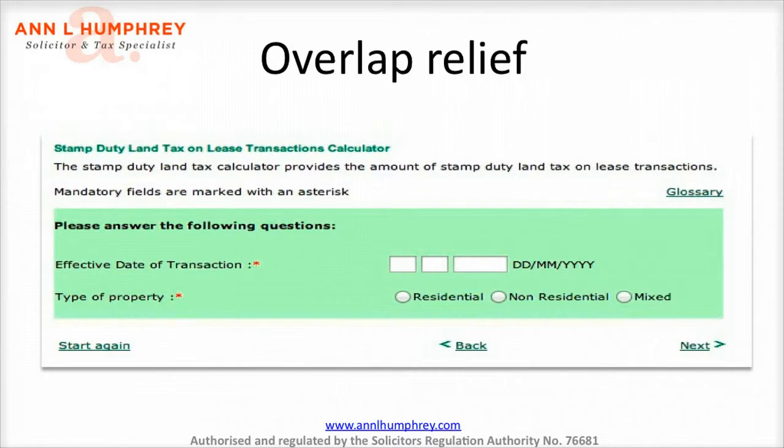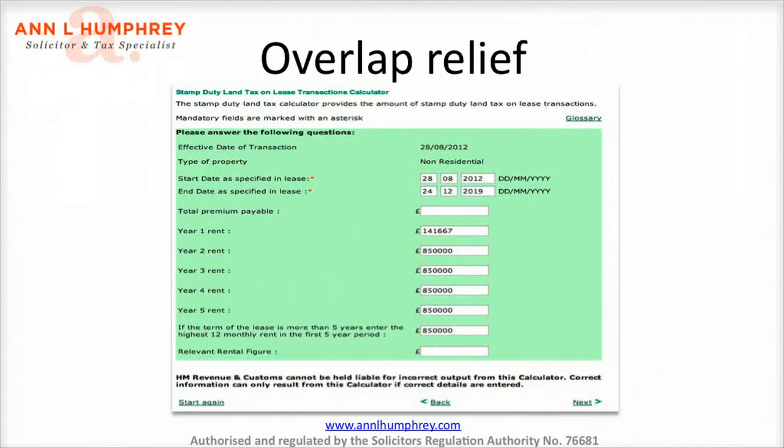Let me show you a quick example of how you enter the information into HMRC's calculator. It is very simple to use, and I am using the figures for Lease 2 with no overlap relief. You first need to enter the effective date of the transaction, which is the date of the lease. Click on non-residential as it is a commercial property, and then click on Next. On the next screen you enter the details as requested, and again it is very straightforward to enter these figures using all the information you have collected on the lease. When you have finished entering all the figures, click on Next.